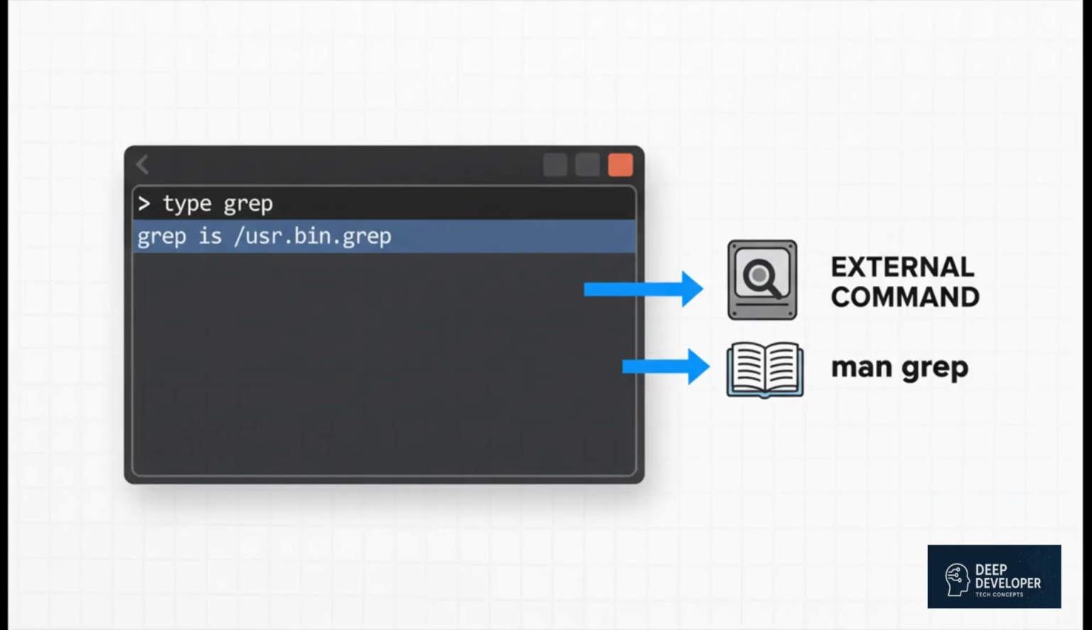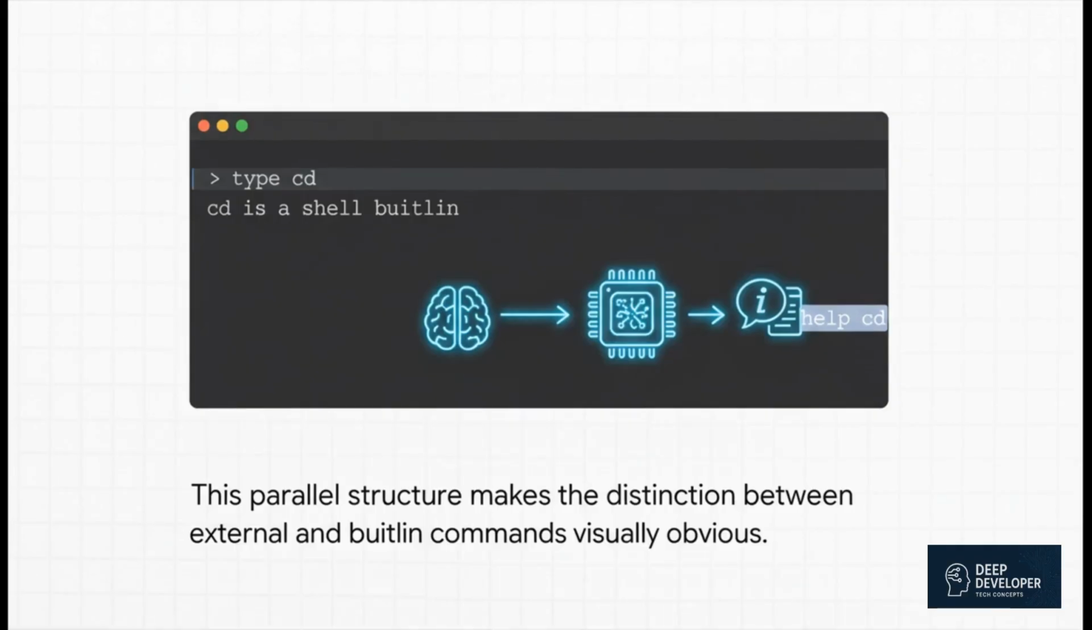Check this out. If we type type grep, the shell comes back and says, grep is /usr/bin/grep. You see that file path? That's your answer right there. It's an external command, a file on your disk. So the right tool to learn more about it is man grep. Now let's try another one. What happens if we type type cd? The output is totally different. cd is a shell builtin. The shell is literally telling you, hey, this command lives inside me, in my memory. So what's the right tool for docs? help cd. Simple as that.